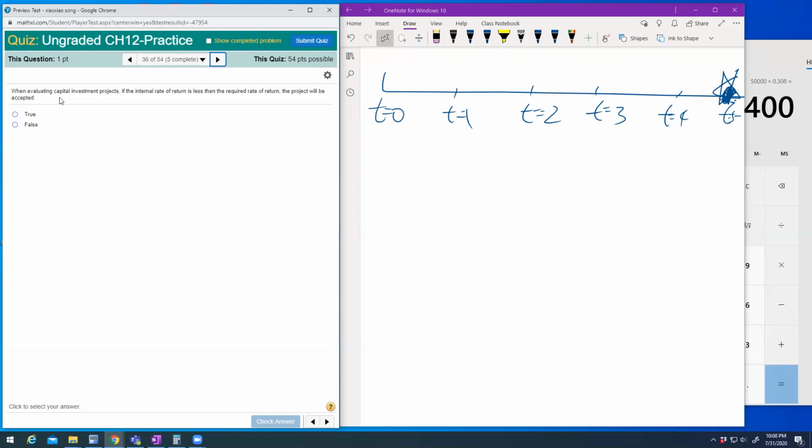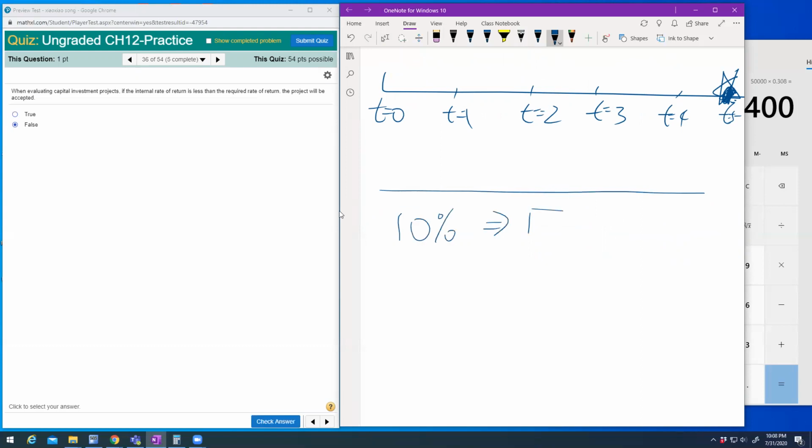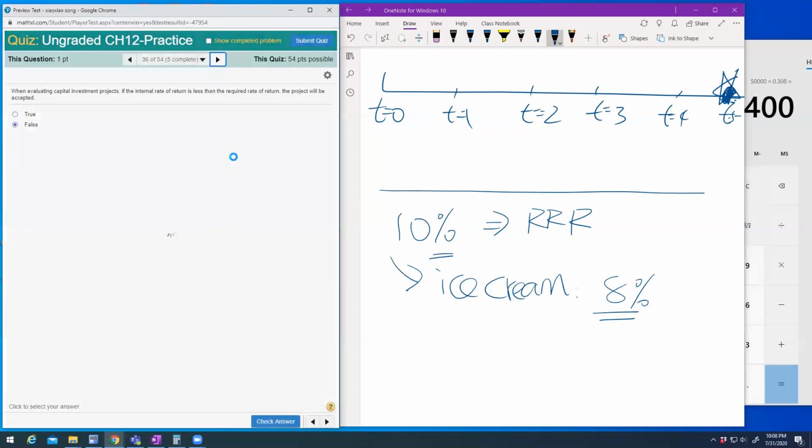When evaluating capital investment, if the internal rate of return is less than the required rate of return, project will be accepted. No, this is wrong, right? We said this is in your homework quiz. You borrow money from the bank. The bank required rate of return is 10%. You invest in an ice cream store, and the internal rate for this project is only 8%. You borrow at 10%, but you only got 8%. Not a good deal, right? Not a good deal.